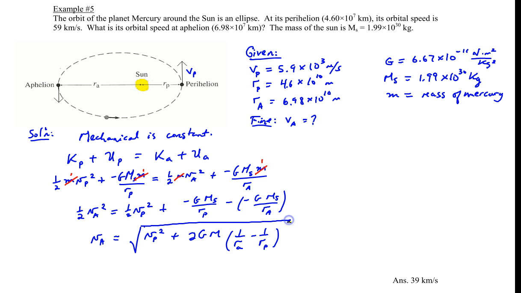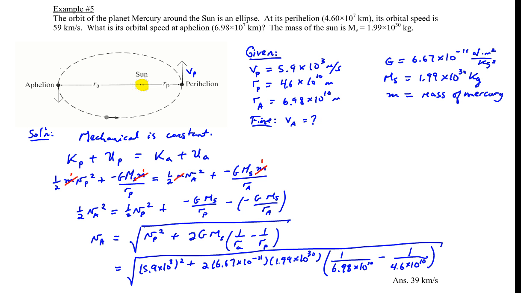And now you can simply substitute your numbers in, which should yield this answer of 39,000 meters per second, which simplifies to 39 kilometers per second.